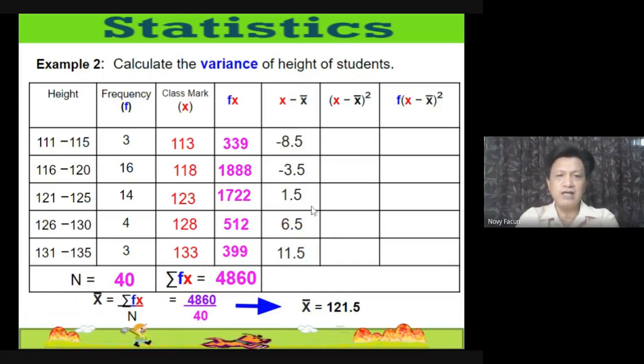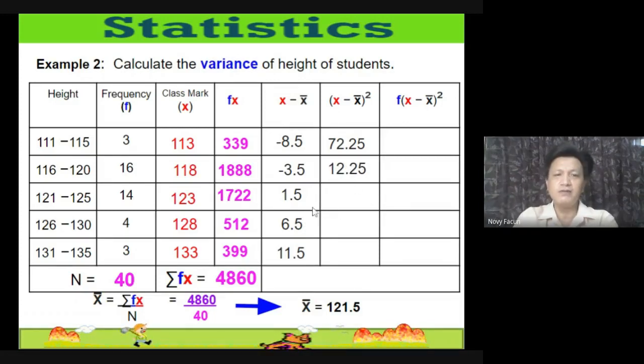Kapag nakompleto na natin yung difference of the class mark and the mean, i-square lang natin ito para makuha yung ating next column. That will become negative 8.5 square. Ibig sabihin niya negative 8.5 times negative 8.5. Kaya the square is 72.25. Then ito naman, negative 3.5 square, that is equal to 12.25.